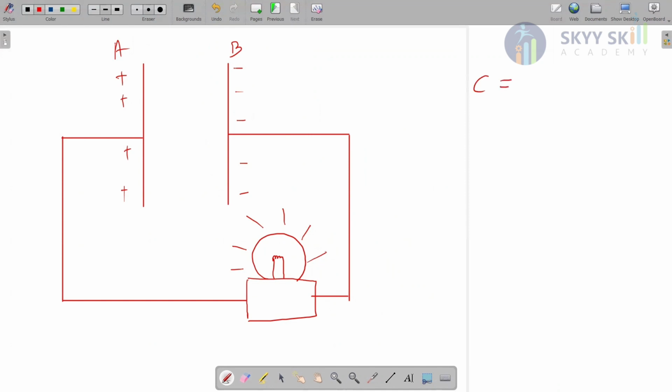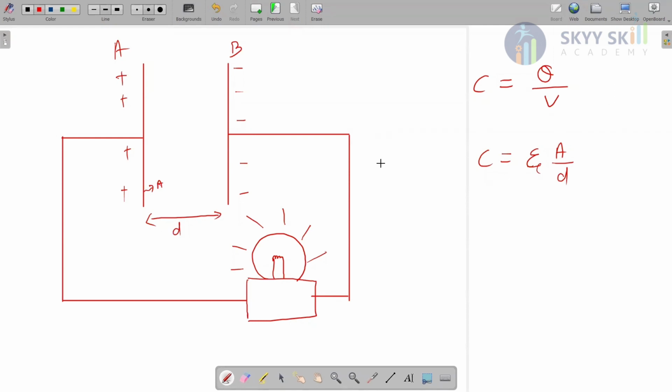So your capacitance depends on the total charge and the voltage across the plates. Also, your capacitance depends on the permittivity of the material and the area, along with the distance between the plates. So the area of the plates and the distance between the plates, D.